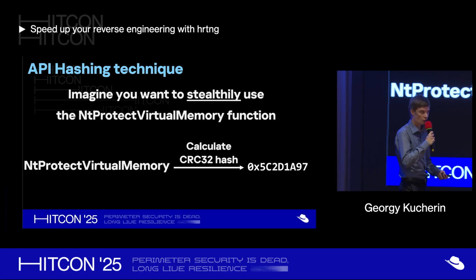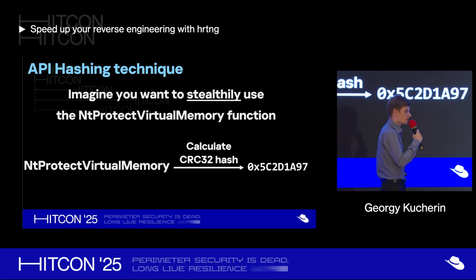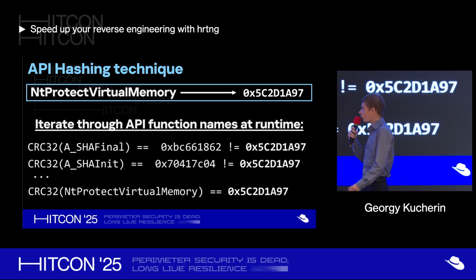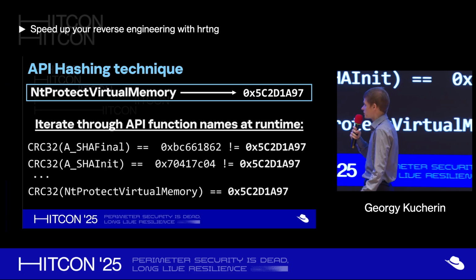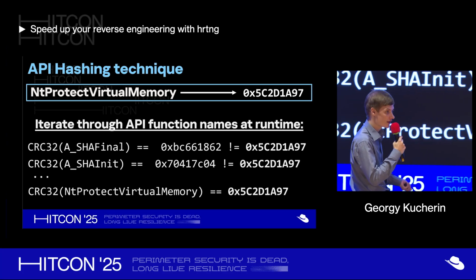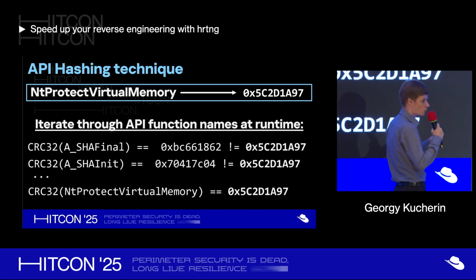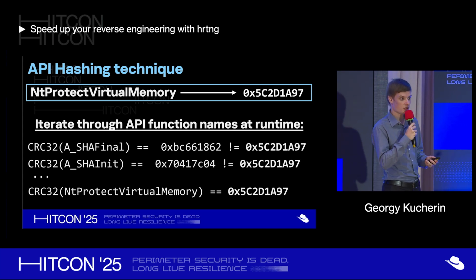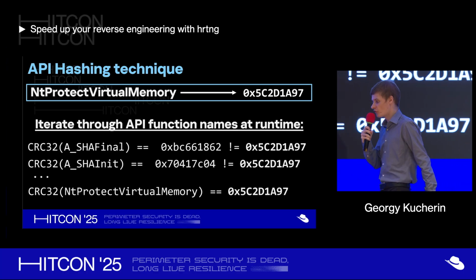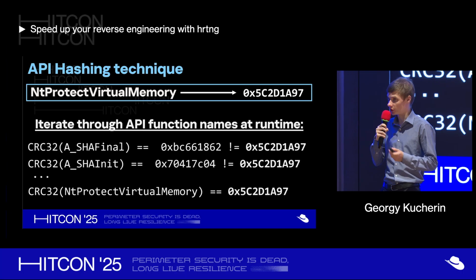Let's say we want, for example, to stealthily call the NtProtectVirtualMemory function. To do this, we calculate its CRC32 hash, and then at runtime, we iterate over all API function names provided by the operating system. And we calculate the CRC32 hash of each function. We do this in a loop until we encounter the hash value that matches the one we previously calculated, 5C2D1A97. And once we do this, it means that we have found our function, and then we can easily determine the address of this function and call it.